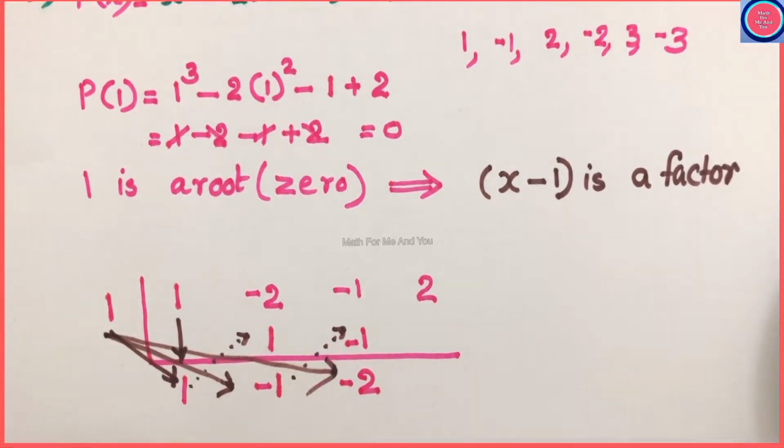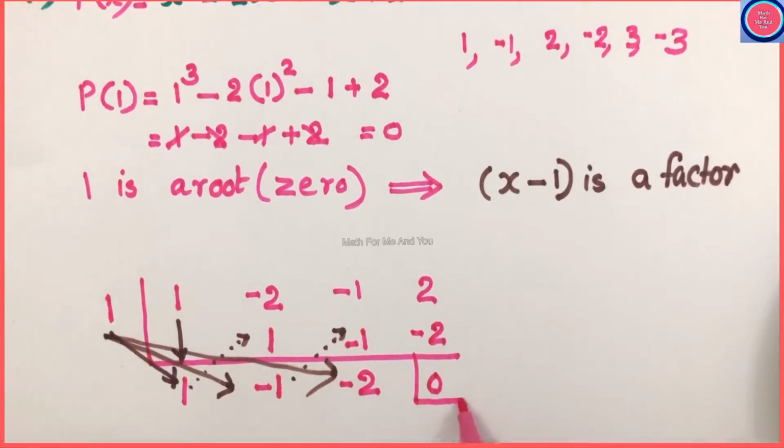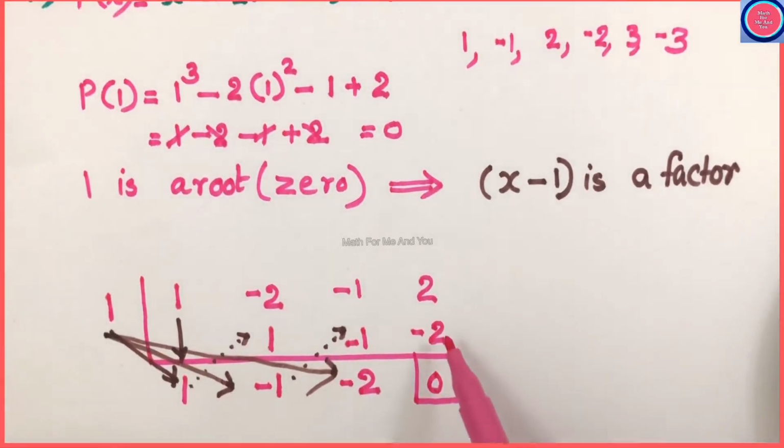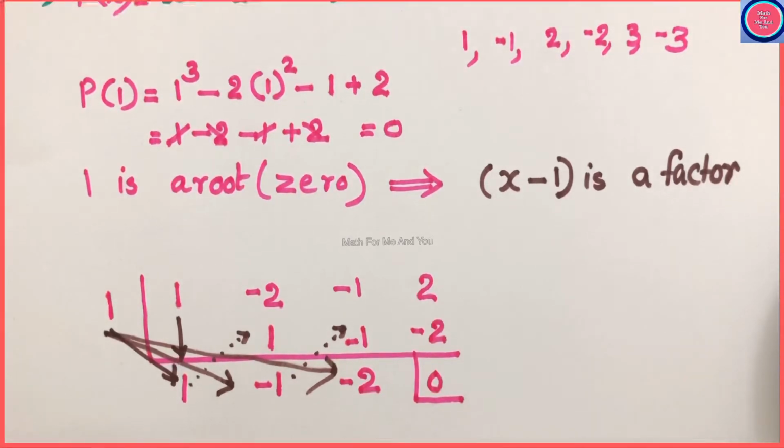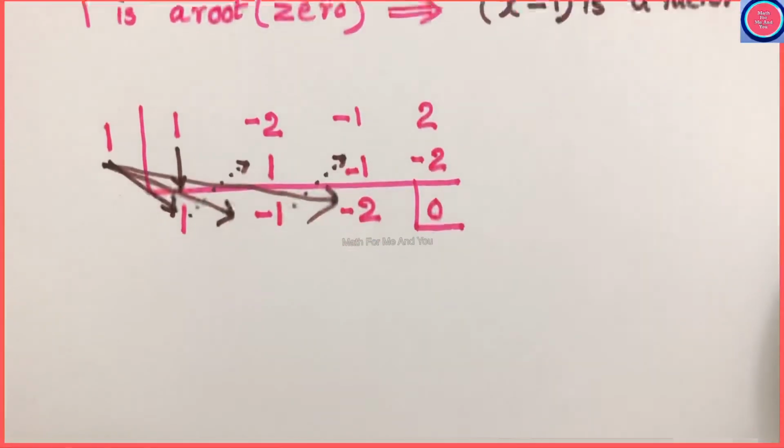1 times minus 2. The answer is minus 2. Write under 2. Then we get 2 and minus 2, get the total. The total is 0. Always the last two terms will be cancelled or their total will be 0. The remaining will be the coefficient of the quadratic factor.